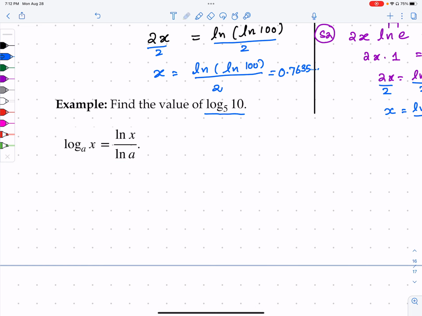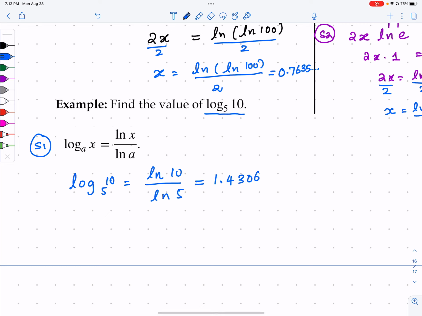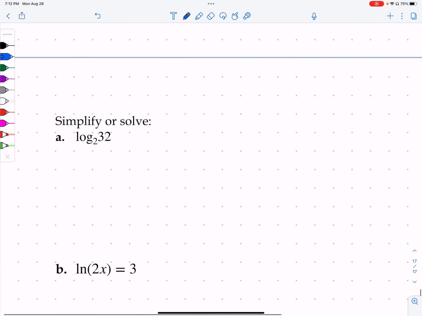Okay, copy this guy. So what I have is, that's my step 1, ln of x base a is equal to ln of x over ln of a. So therefore what I have is the log 10 base 5, which would be ln of 10 divided by ln of 5. If you plug this into the calculator, you're going to get the value as 1.4306 dot, dot, dot. So that is how we would do that. That's very simple. Let's solve some more problems.